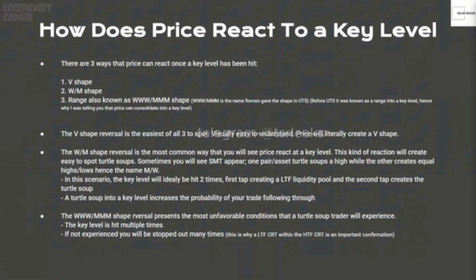The WWW-MMM is the name Romeo gave the shape in UTS. Before UTS, it was known as a range, right? Ranging into a key level. Hence why I was telling you that price can consolidate into a key level. I have told you guys this. And that does not mean you should be executing. This reaction in itself is the lowest probability reaction that you can execute on. What does that mean? Avoid this. Avoid a range into a key level. Your goal is to catch the W or M shape or the V shape.